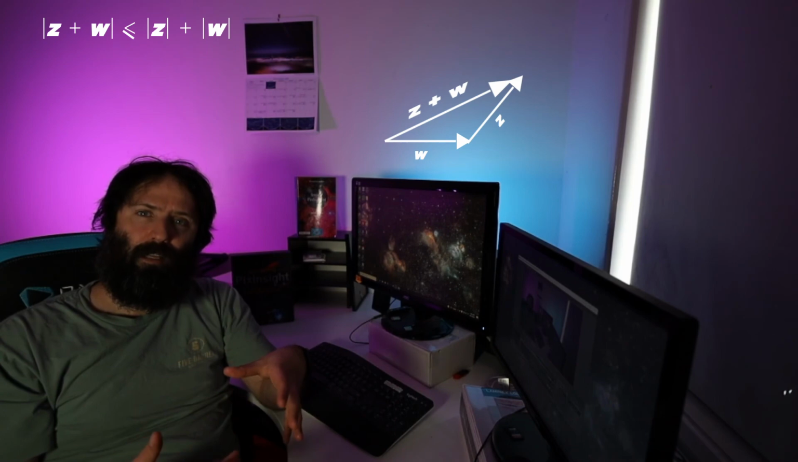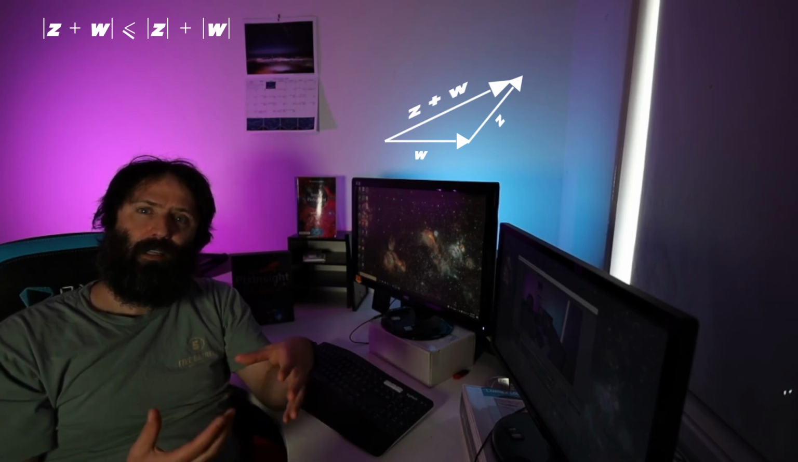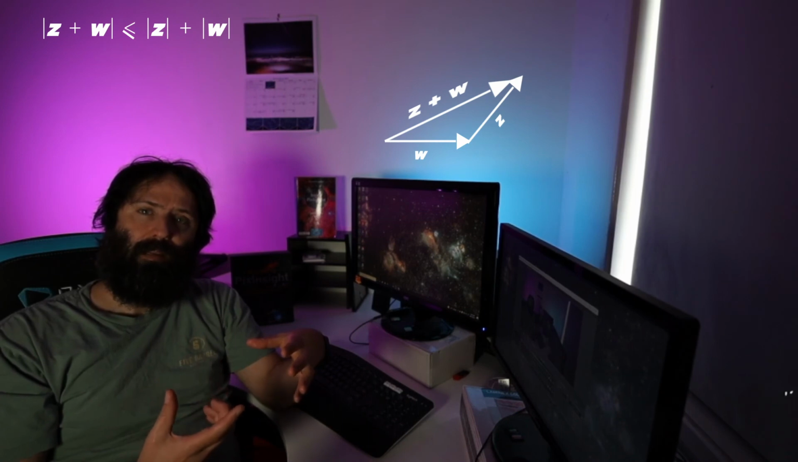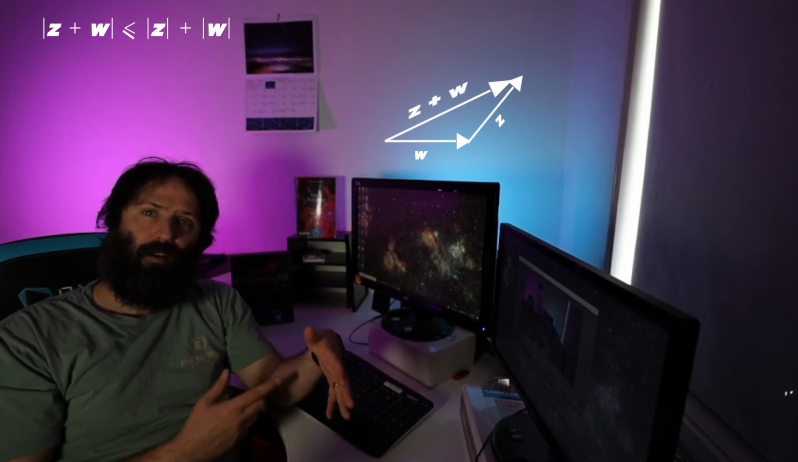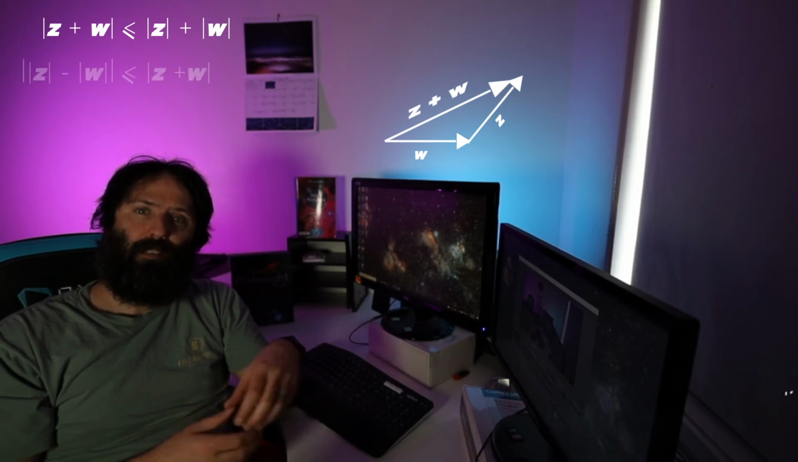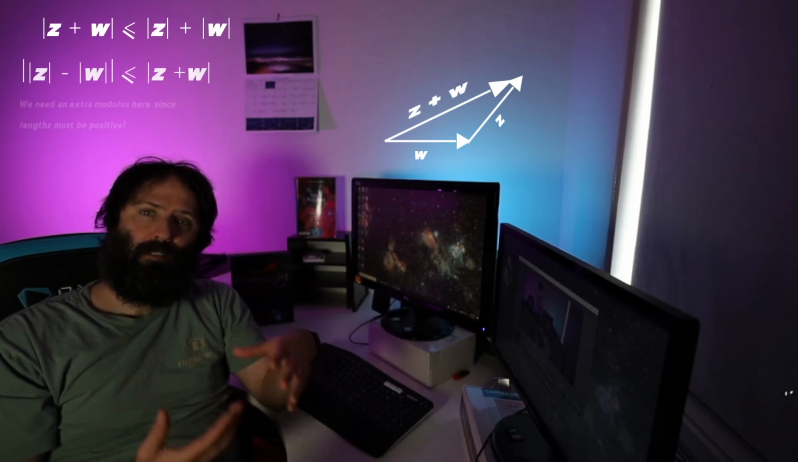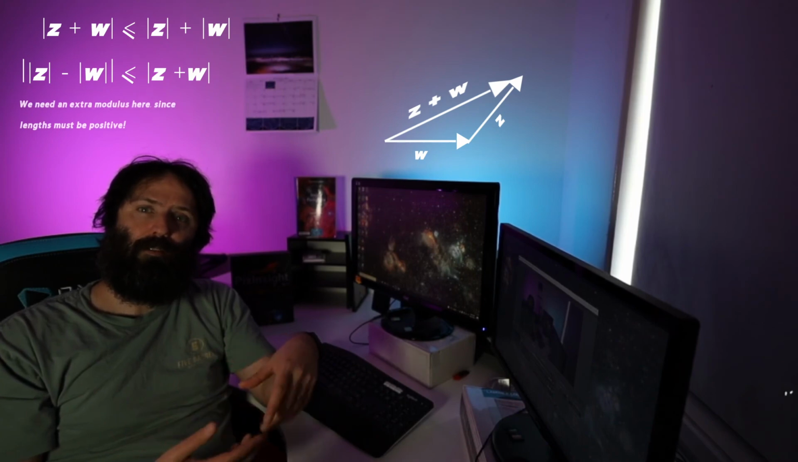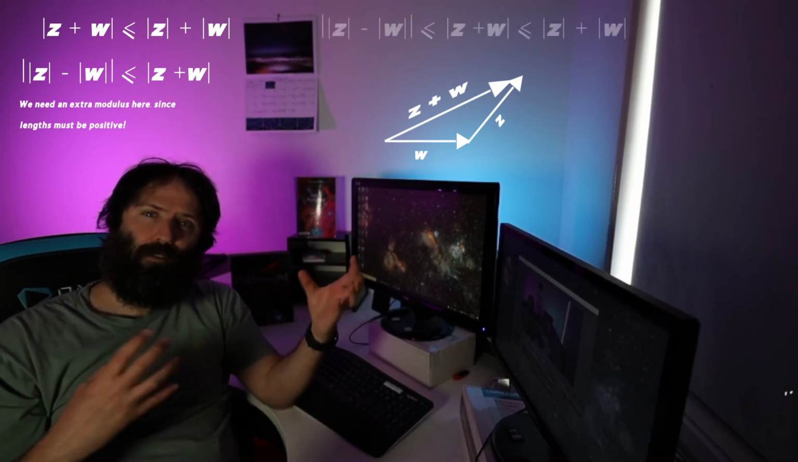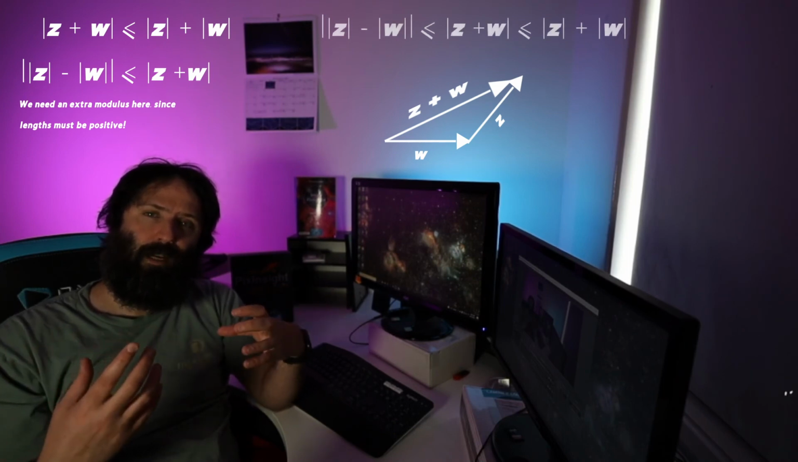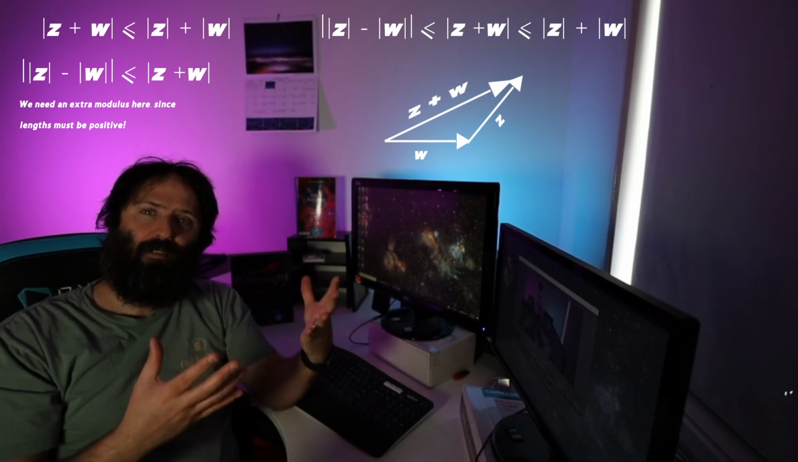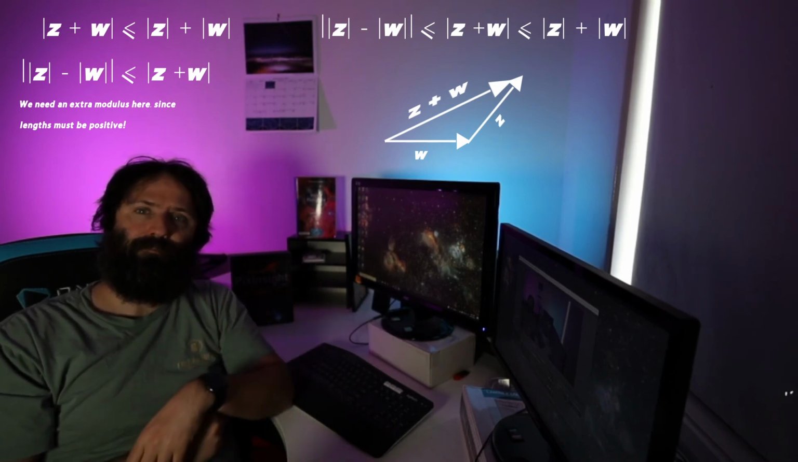We can also think in terms of subtraction. Clearly OA minus AB is going to be smaller than OB. So again, thinking in terms of moduli then, that means that the modulus of z minus the modulus of w is less than or equal to the modulus of z plus w. And putting those two results in terms of addition and subtraction together, we get the kind of generalized triangle inequality.